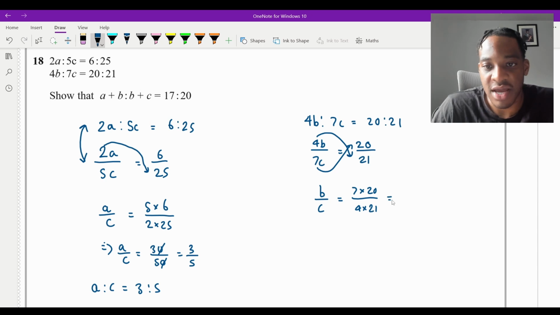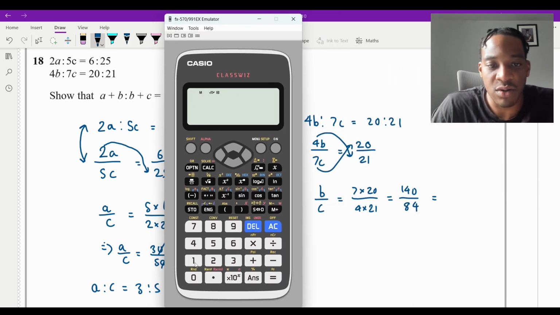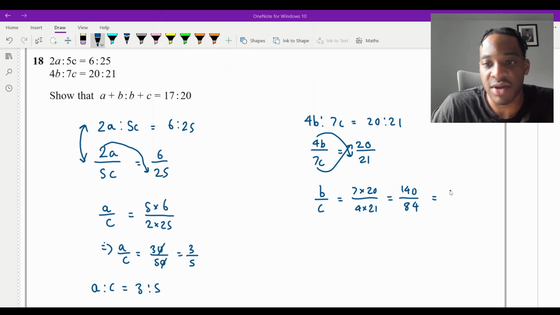Like this here. And then tidying this up, this is going to be 140 divided by 4 times 21 is 84. Now, this clearly can be simplified. This is a calculator paper, so I'm just going to punch this straight into my calculator to see what it gives me. So I'm going to do 140 over 84. This is equal to 5 over 3. So what we've actually worked out is that b divided by c is equal to 5/3, meaning that the ratio of b to c is equal to 5 to 3.